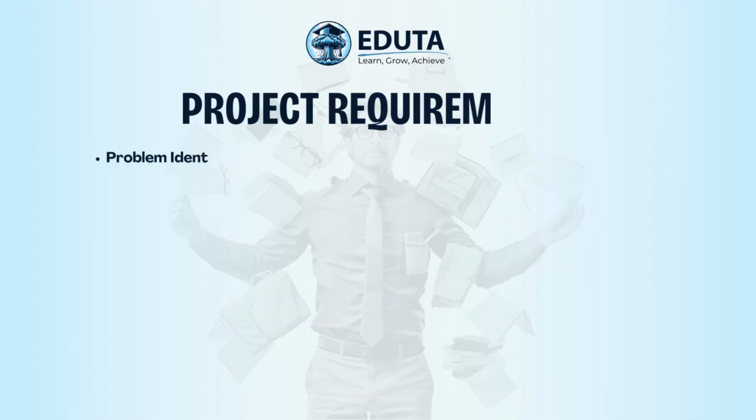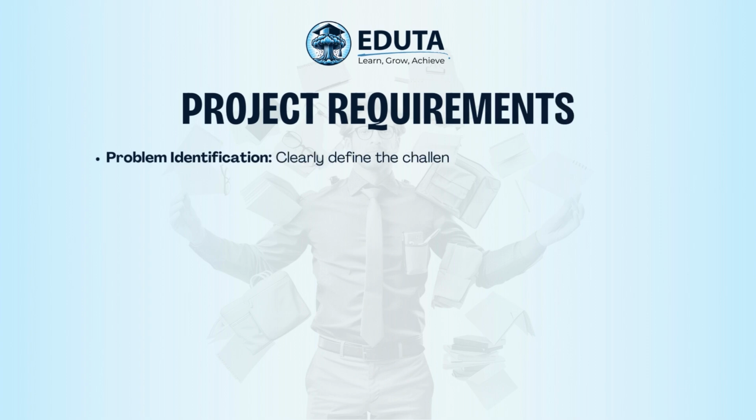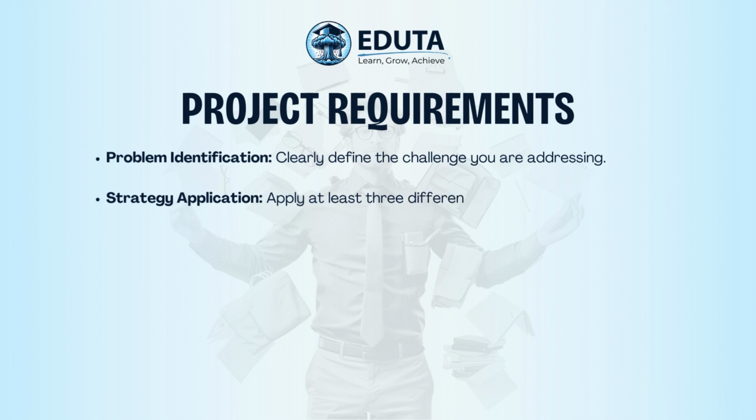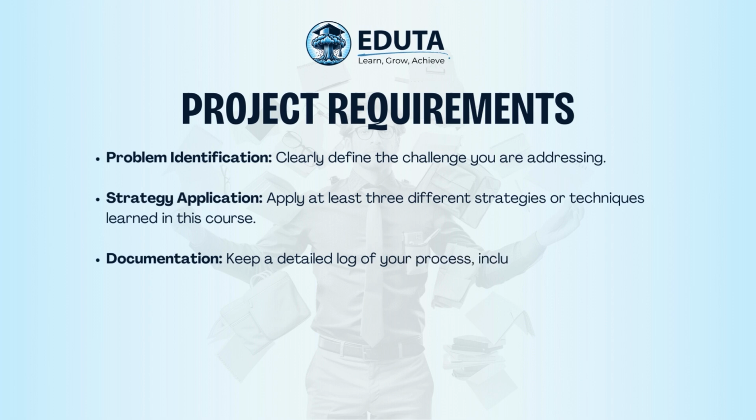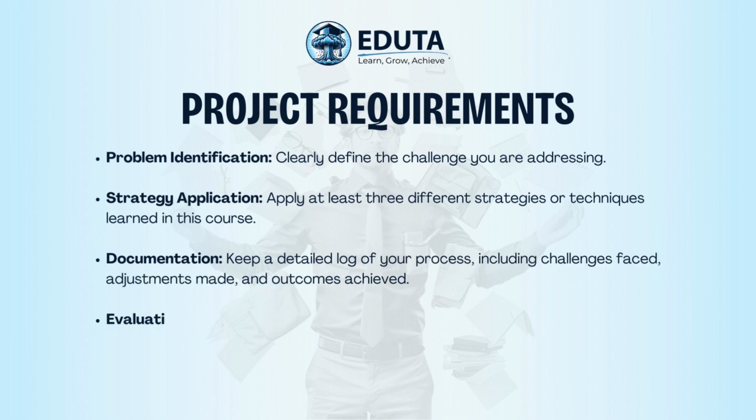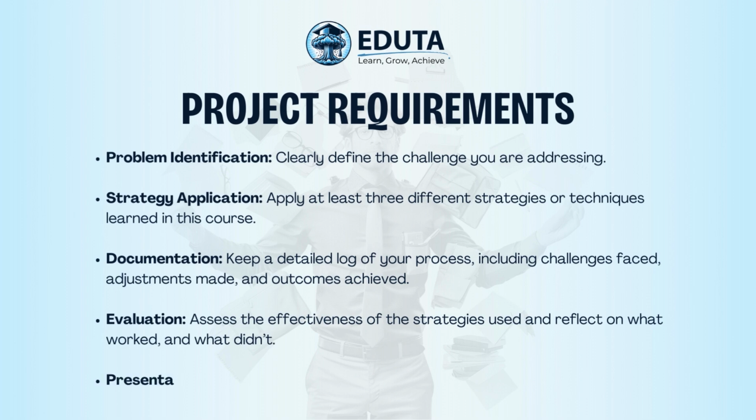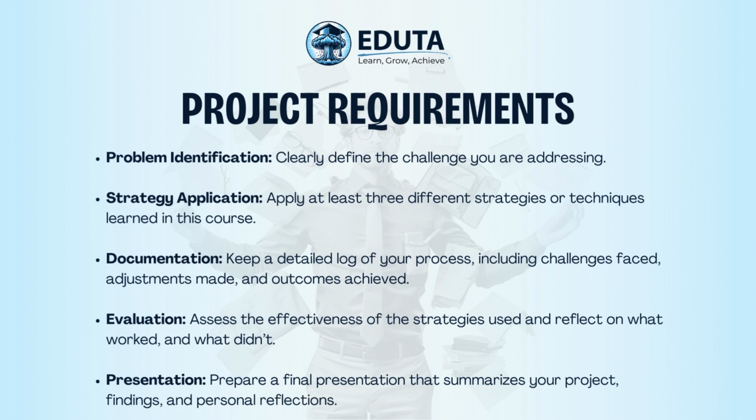Project requirements. Problem identification: clearly define the challenge you are addressing. Strategy application: apply at least 3 different strategies or techniques learned in this course. Documentation: keep a detailed log of your progress, including challenges faced, adjustments made, and outcomes achieved. Evaluation: assess the effectiveness of the strategies used and reflect on what worked and what did not. Presentation: prepare a final presentation that summarizes your project, findings, and personal reflections.